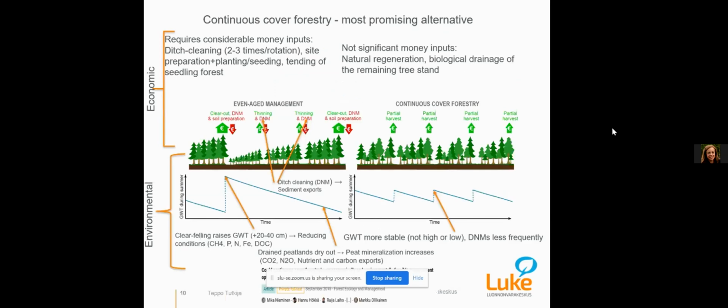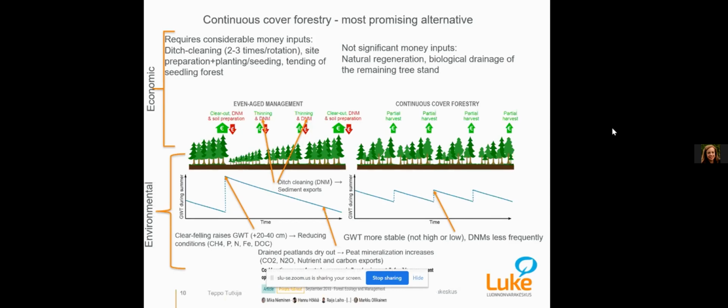And we find that continuous cover forestry would be the most promising alternative to the present even-age management option. I have here listed some economic and environmental reasons why continuous cover forestry could be a better alternative to even-age management. As regards the economic reasons, a serious problem in even-age management is that it is a very costly management option because it requires considerable money inputs. We use ditch cleanings often 2 to 3 times during a rotation.